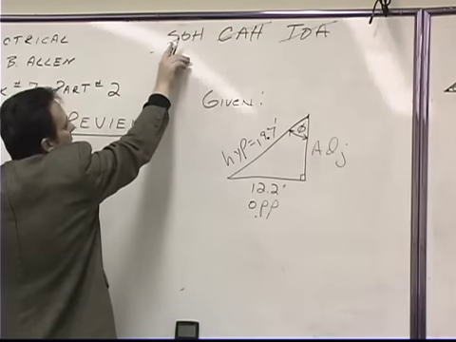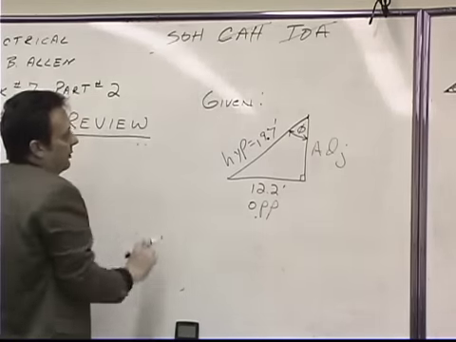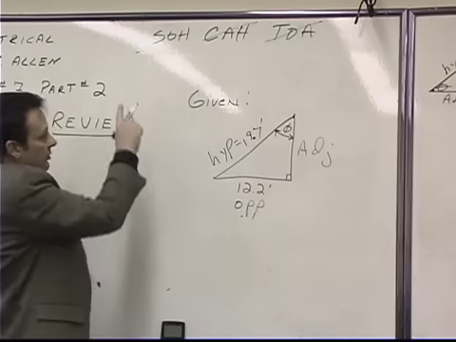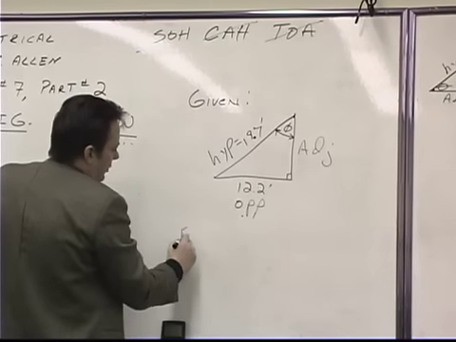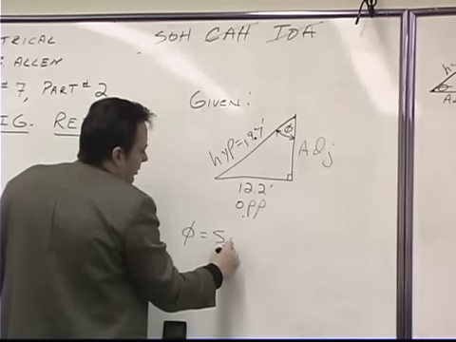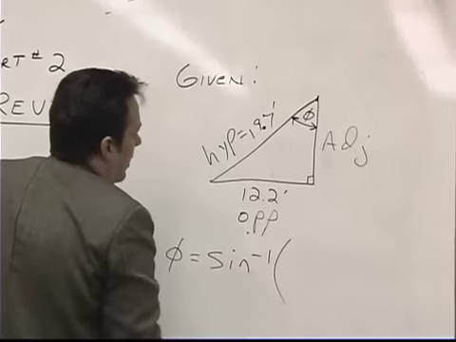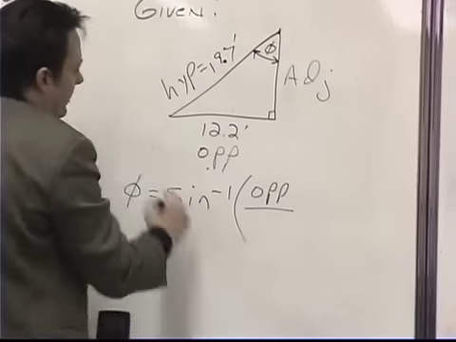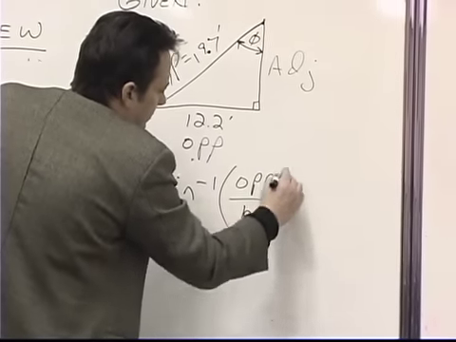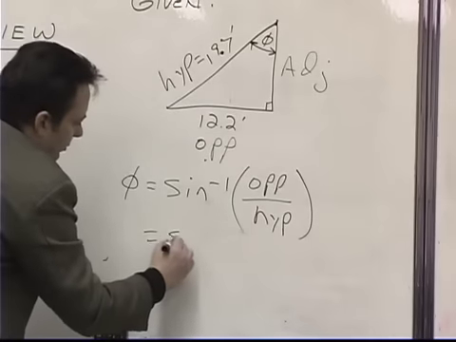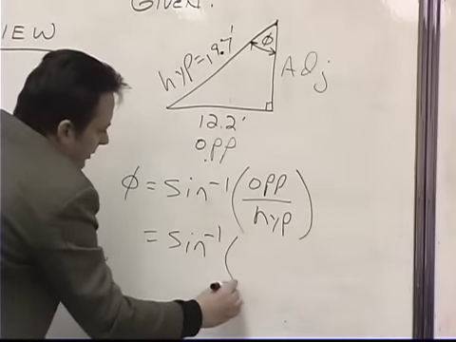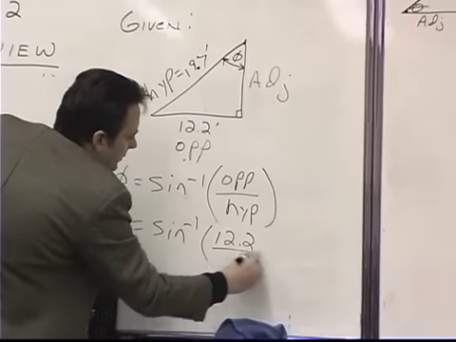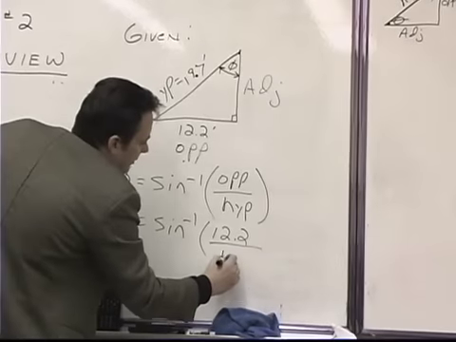Sine. Oh, this one is opposite over hypotenuse. And guess what? I know the opposite and I know the hypotenuse. So I'm going to use the inverse sine. So phi is going to be equal to the inverse sine of the ratio of the side opposite divided by the hypotenuse. And that's simply going to be equal to the arc sine of 12.2 divided by 19.7.